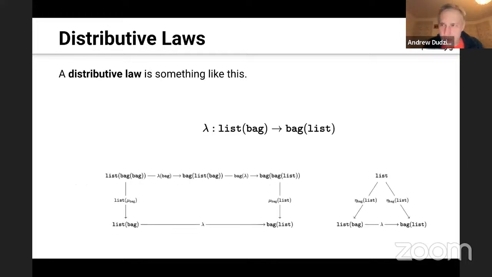So here's what a distributive law looks like. I won't go into tremendous detail here, but it's some lambda that distributes lists over bags. So it takes a list of bags and maps it to a bag of lists. And then it should have this compatibility condition at the bottom, which says something sensible about different ways that you might distribute a list of bag of bags, right?